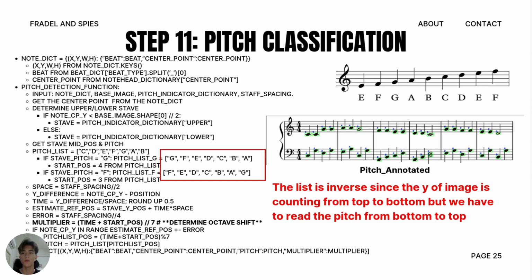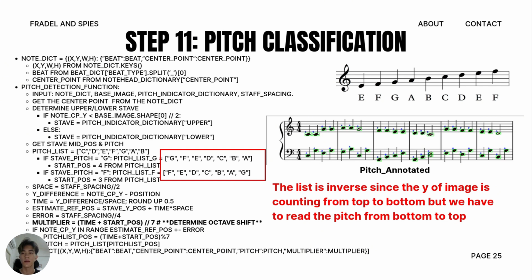8. Then we find the Y difference, which is calculated from the note head center point Y subtracted by the reference position. 9. We calculate the time equal to Y difference divided by space. Then we write it to make a time variable as an integer. If the note head center point is higher than the reference point, the Y difference will be negative since the Y of the image is counting from top to bottom. That is why we have to make the list backwards so the pitch can be in proper sequence: C, D, E, F, G, A, B.